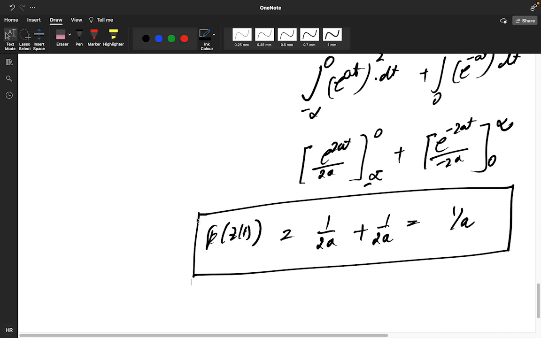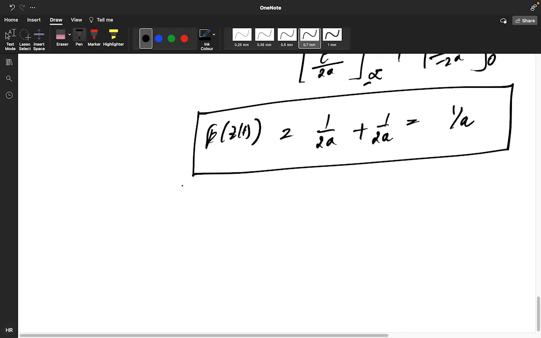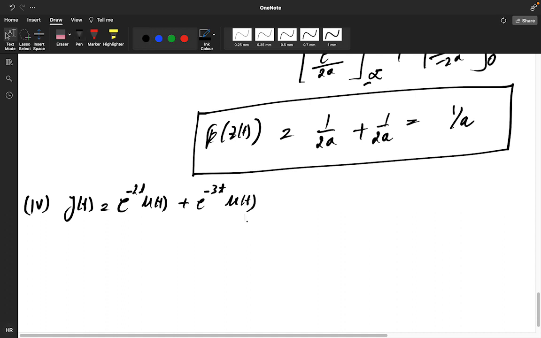Now I am giving you one particular question, and you need to find the energy of that particular signal. So this is your signal: y of t is given as e power minus 2t u of t plus e power minus 3t u of t. So guys, how will you solve this question? Any idea?